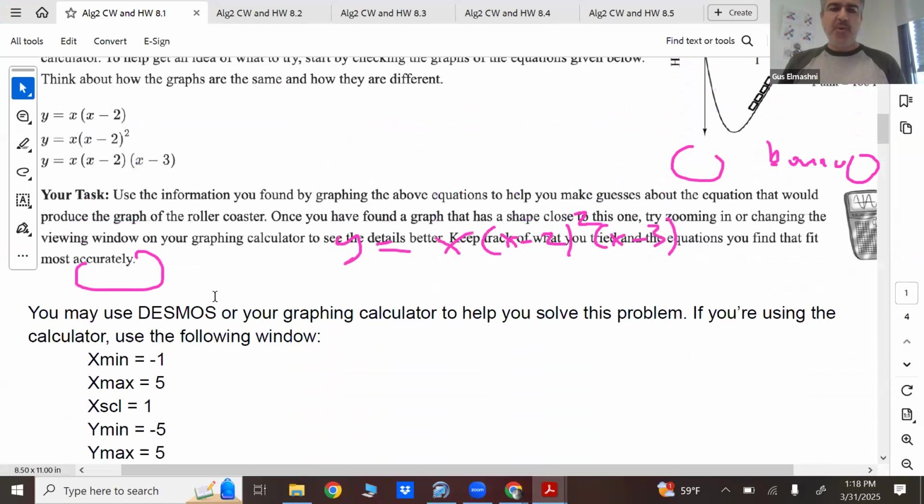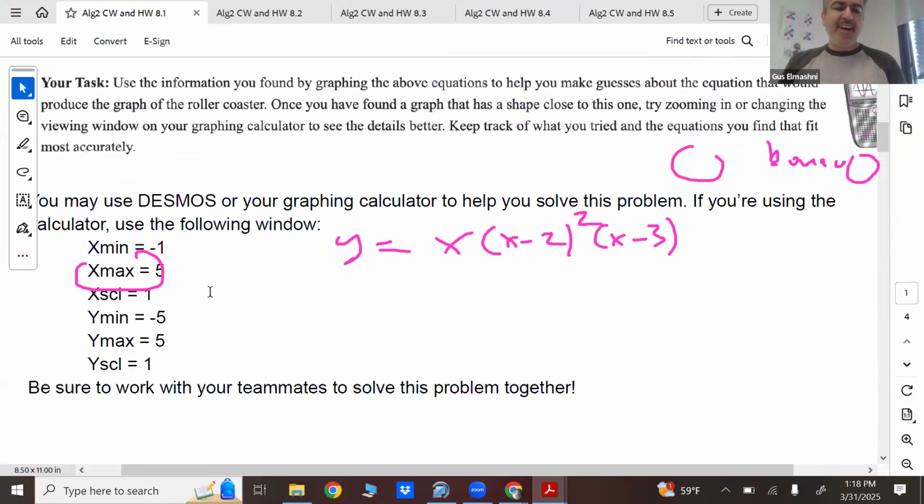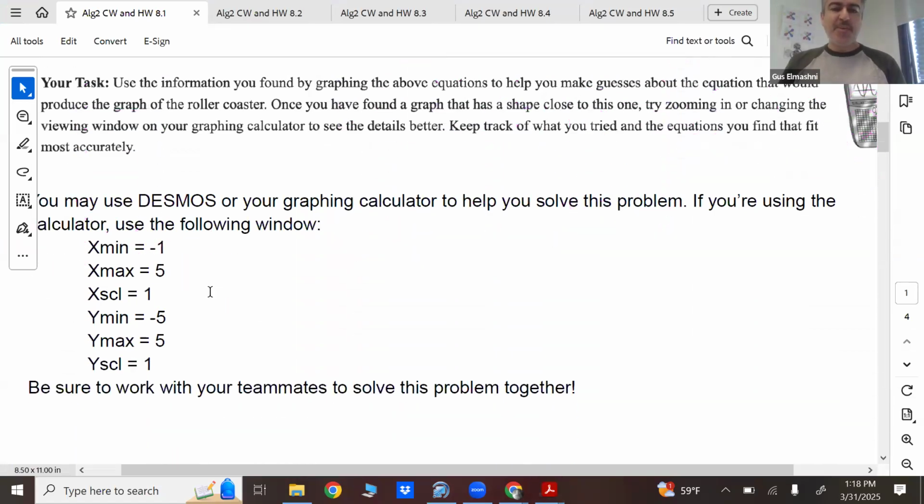So I already told you what to do, but I'll have someone read it. Lois, can you read the next part? It says your task. Has a shape close to the center. Consider zooming in or changing the viewing window on your graphing calculator to see the details better. Keep track of what you tried and the equations you find that fit.